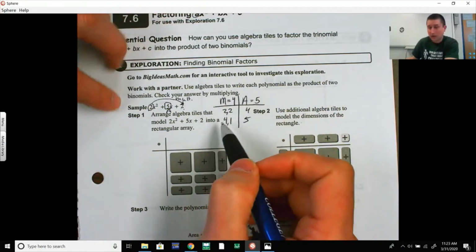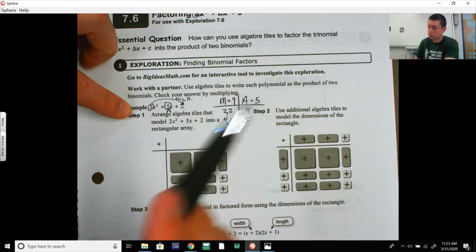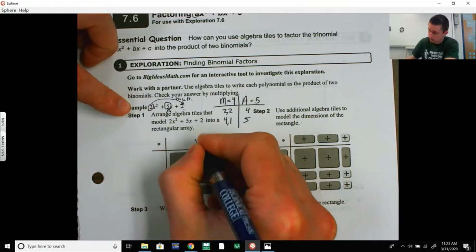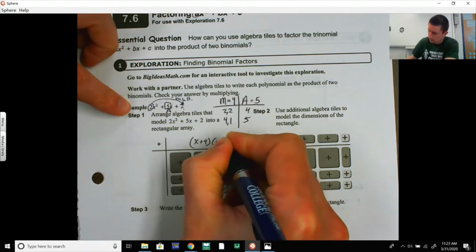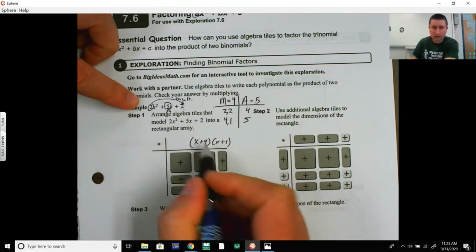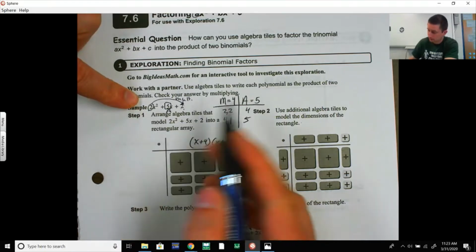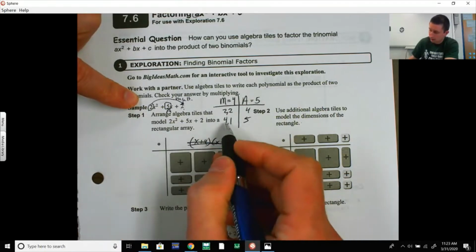Now, do we have another step to do? Okay, so don't just jump to your answer and think it's x plus 4 and x plus 1. Because if you do that, if you double distribute that, you will not get a 2x squared. You would get an x squared, not a 2x squared. So you cannot go to your answers right away.